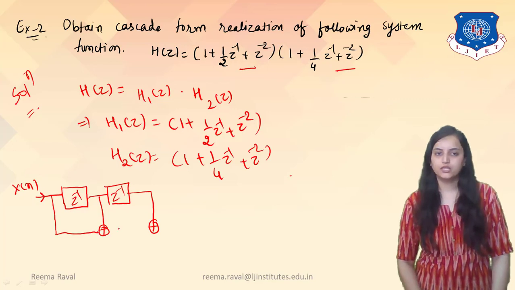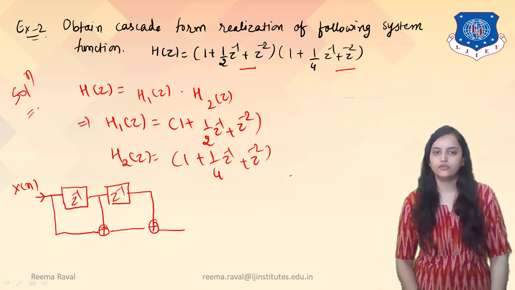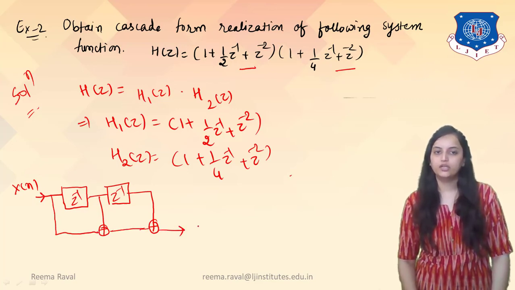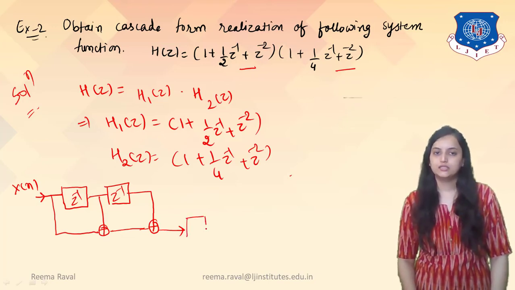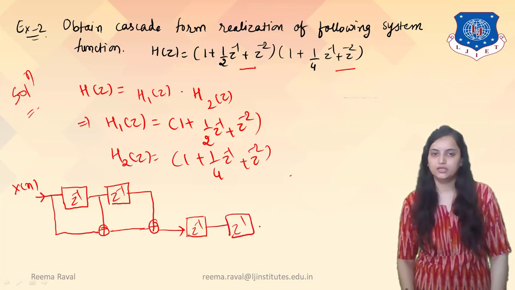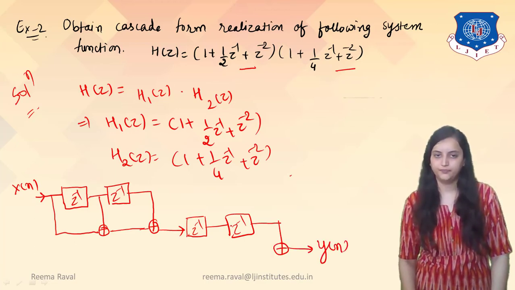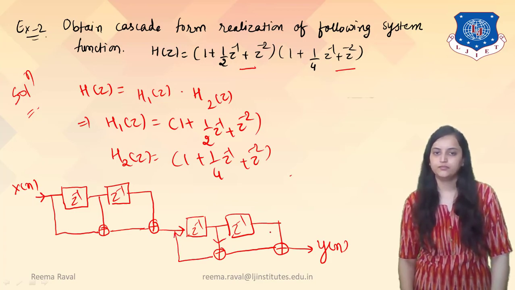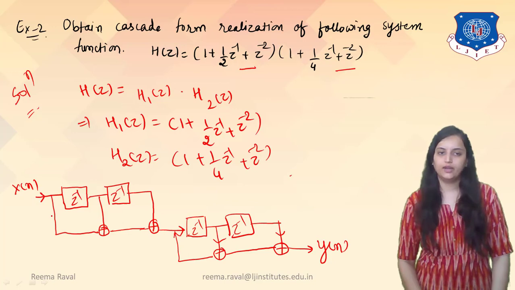So this is how our first stage will look, that is H1 of z. The output of which will be given to the next input term, that is again of order 2, so we are using two delay elements. So here we will get the output y of n. Now let us write down the constant values.